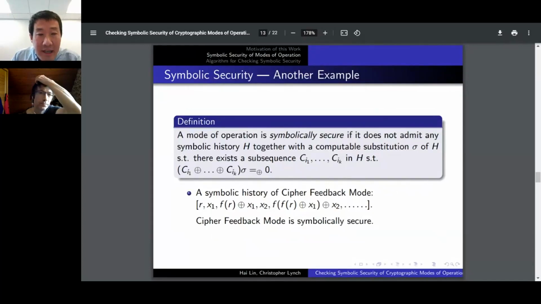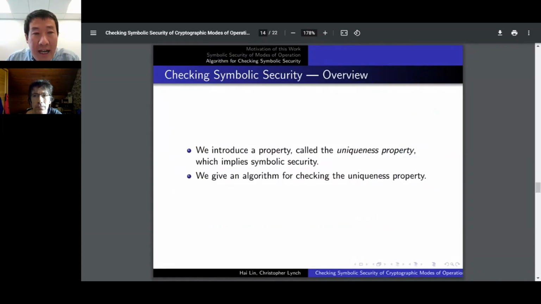So here's another example. Cipher feedback mode is symbolically secure according to this definition. But at this point, it's not obvious at all why this is the case. So that brings us to the question of how we should check symbolic security. The overall idea is that we introduce this other property called the uniqueness property, which implies symbolic security, and we give an algorithm for checking the uniqueness property.